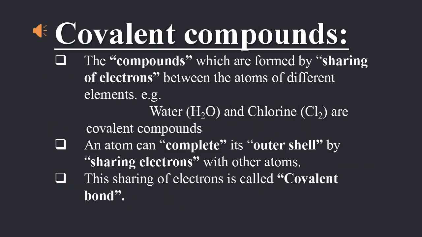Dear students, in today's lecture, we are discussing covalent compounds. Covalent compounds are those compounds which are formed by sharing of electrons between the atoms of different elements. For example, water and chlorine are covalent compounds which are formed by sharing of electrons between the atoms. Just remember that an atom can complete its outer shell by sharing electrons with other atoms. This sharing of electrons is called a covalent bond.